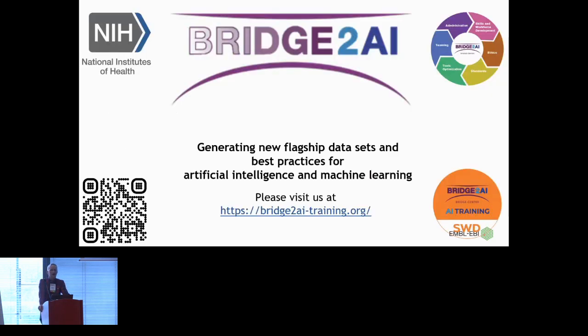And with that, I haven't talked about machine learning, but I would like to make a short shout out. Bridge2AI was already mentioned in one of the early talks by Tom in the first session. It's an NIH-funded project to generate flagship data sets and best practices for artificial intelligence and machine learning. The key part probably to mention here is it also has a training component. It provides full year-long lecture courses which give you a chance to brush up on AI technologies if you or your students so wish, and it's linked also via the QR code there.